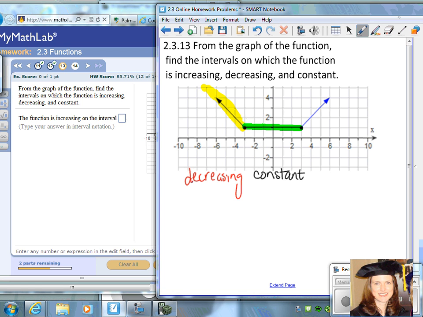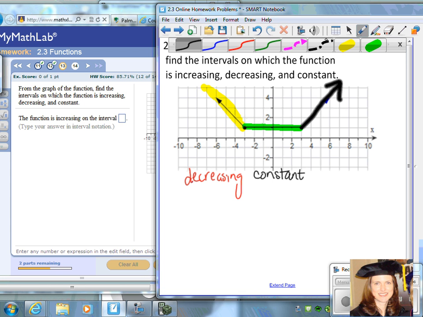And then the last piece of the graph is, you can see the graph is going up. Let's do this color here. From the left side of the graph to the right side of the graph is going up. So on that part of the graph, the function is increasing.